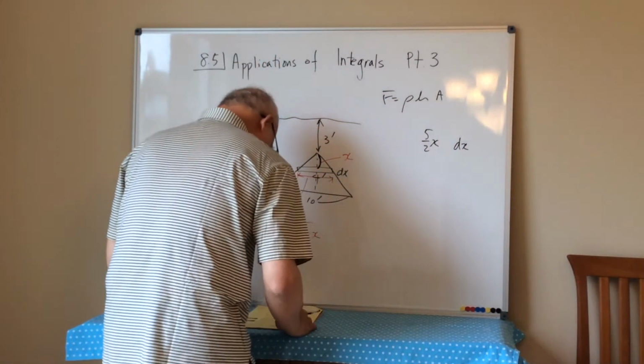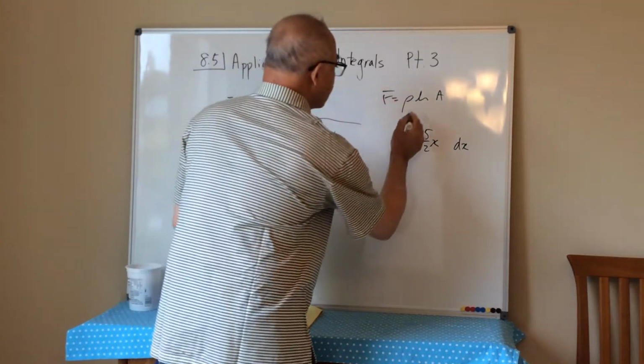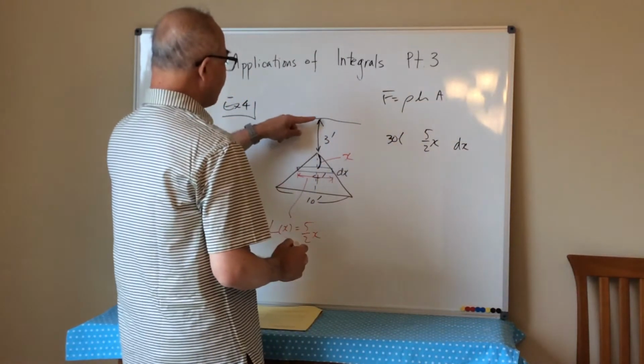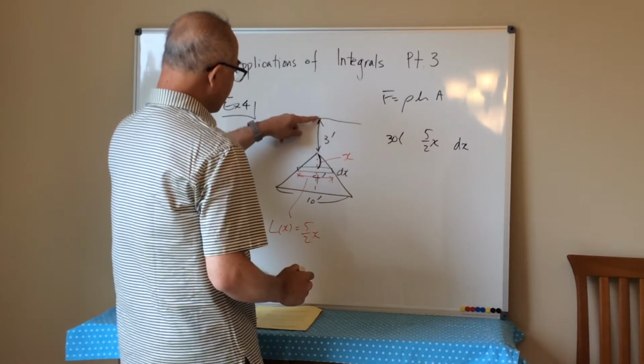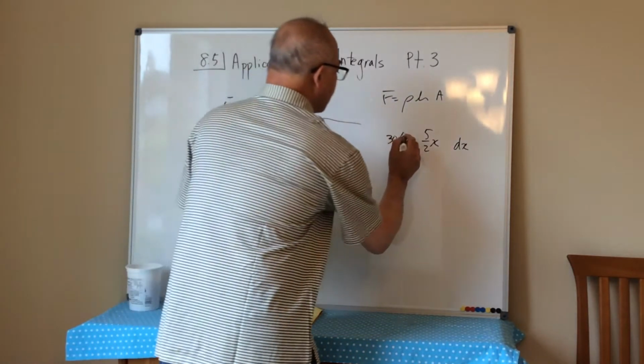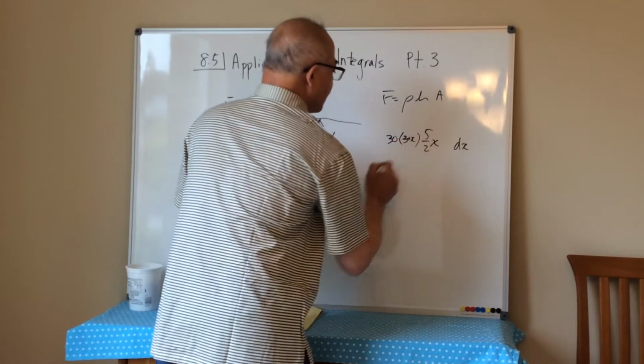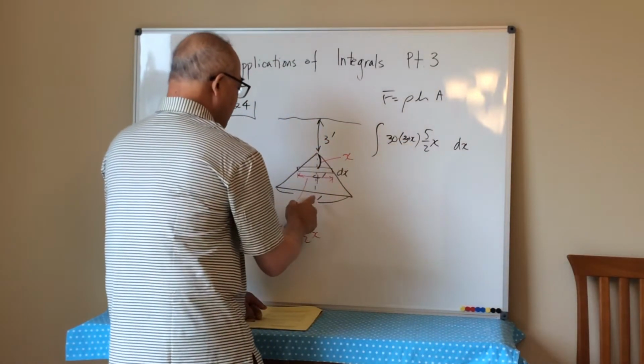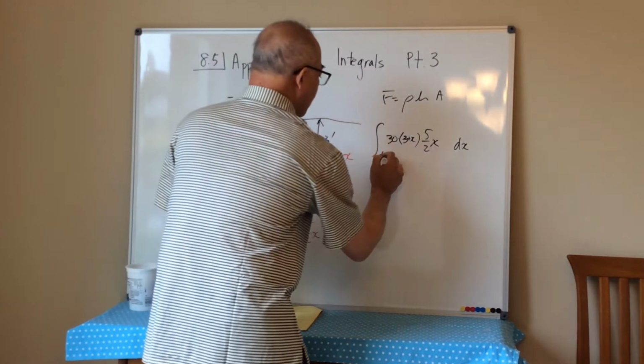Rho is 30, so this is 30. And what's my h? What's my height from here to this strip? It's 3 plus x, right? So I'm going to have 3 plus x, right? And x is going to go from 0 to 4.